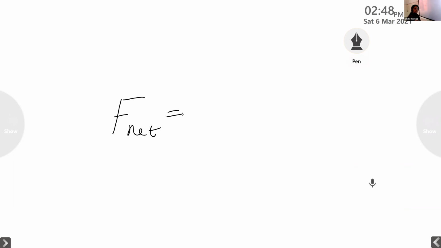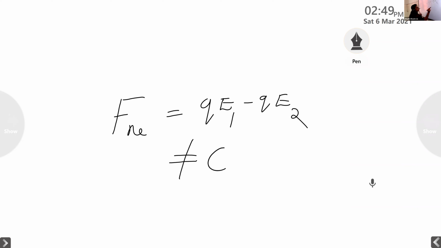In the case of a dipole that is present in a uniform electric field, the net force acting on the dipole is given by QE minus QE, that is equal to 0. It is in the case of a dipole that is placed in a uniform electric field. Suppose now we imagine the dipole is present in a non-uniform electric field, then this value is not equal to 0 because here there are two electric fields which are present in different directions. Sometimes it is QE1, sometimes it is QE2. So it is not equal to 0.